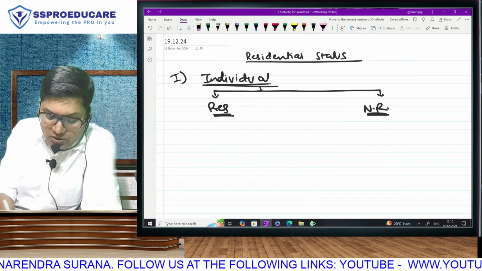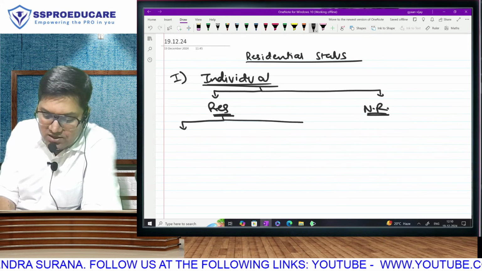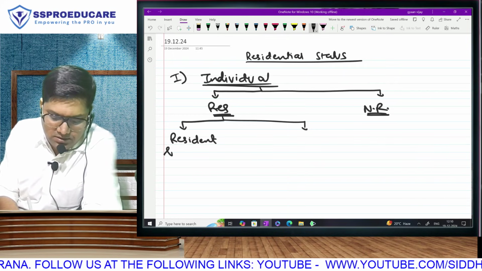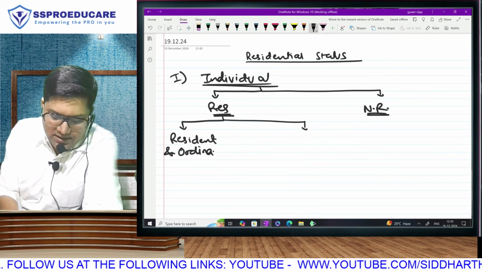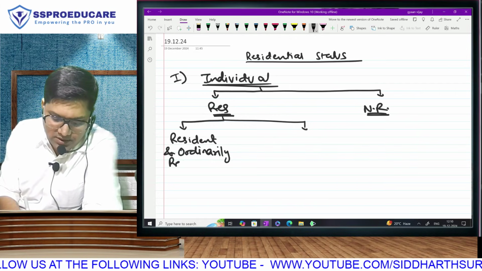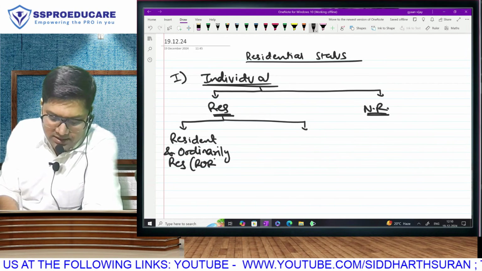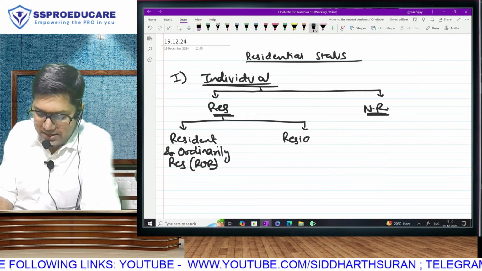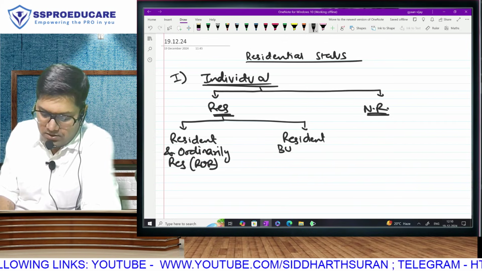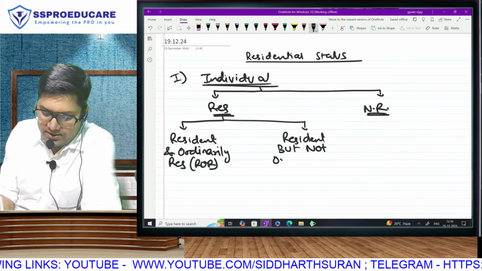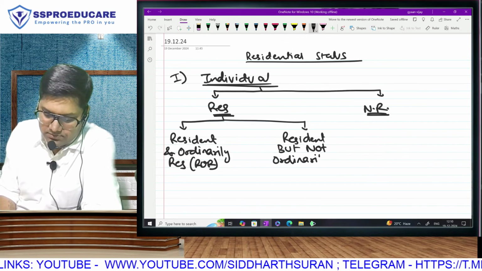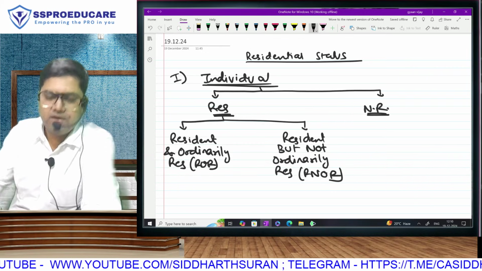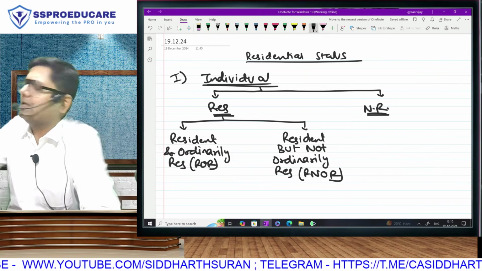But once an individual is declared as resident, there is further classification into resident and ordinarily resident, ROR, and resident but not ordinarily resident, very famously known as RNOR. These short forms ROR, RNOR are absolutely acceptable.